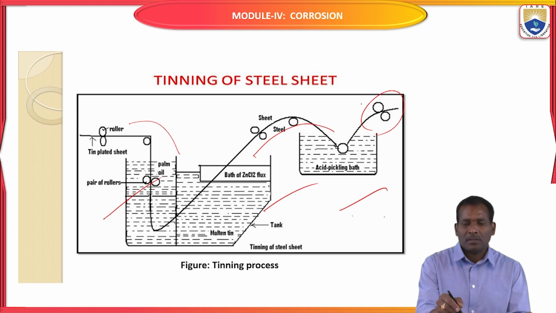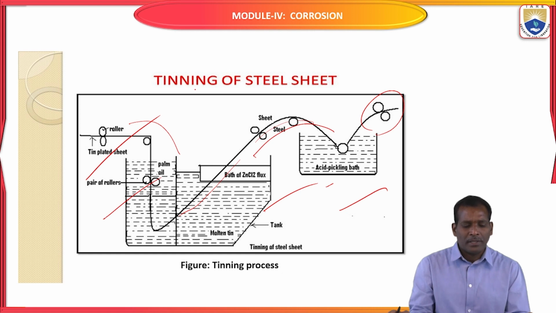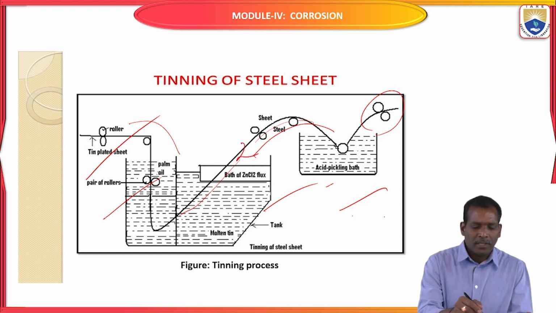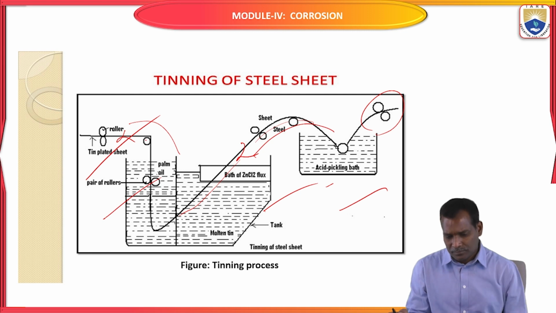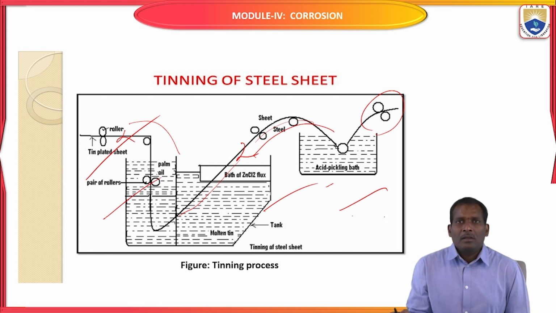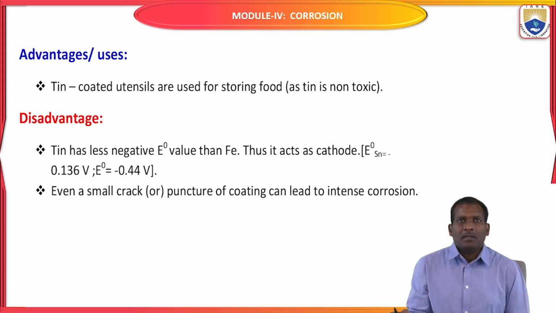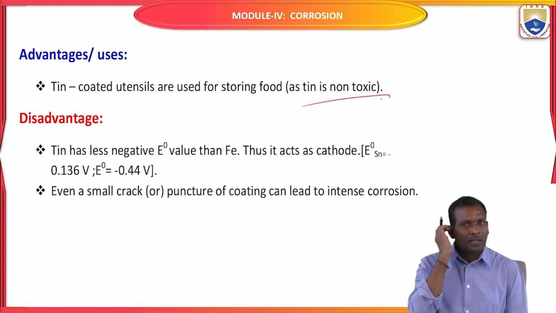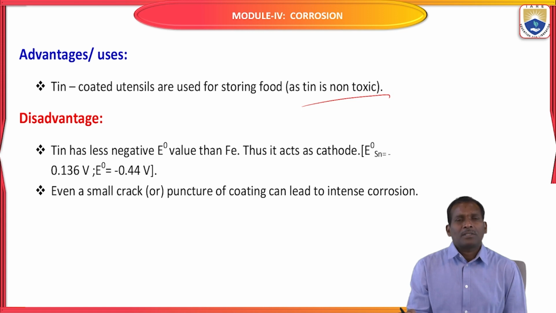So initially the pickling process, and then it goes to this bath and finally we obtain the tin plated sheet. The direction is shown like this. Advantages: tin coated utensils are used for storing food as tin is non-toxic. But in the previous case, the galvanizing process, zinc is a toxic material. But tin is non-toxic, so you can use it for storing food. Preparing and storing utensils also you can use.